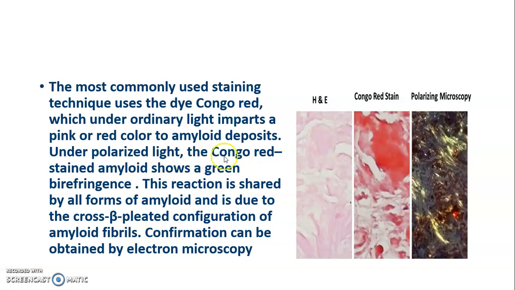Under polarized light, the Congo red stained amyloid shows a green birefringence. This reaction is shared by all forms of amyloid, and it is due to the cross beta pleated configuration of amyloid fibrils.